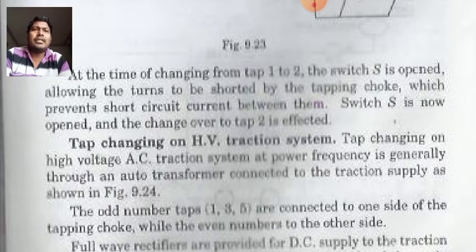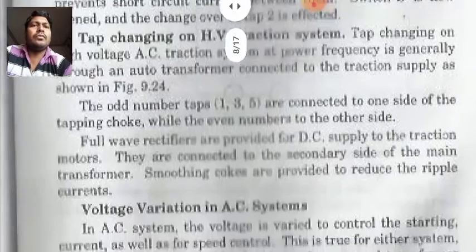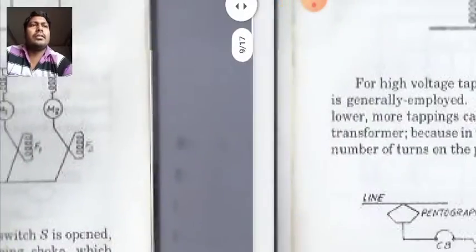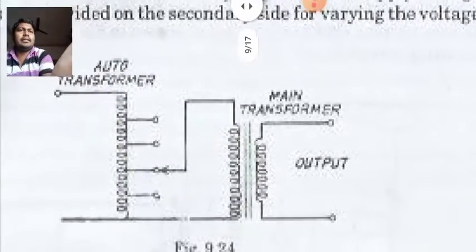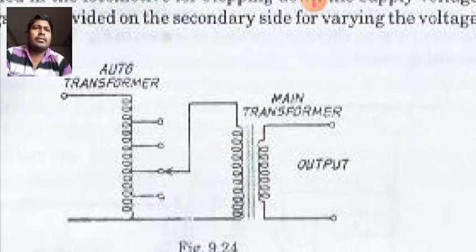Now tap changing on HV traction system. Now the HV is the high voltage side. So how is this tap changing done on the HV side of the traction system? Tap changing on high voltage AC traction system at power frequency is generally through an auto transformer connected to the traction supply as in diagram 9.24. So we will first check the diagram 9.24. So this is from the HV side. This is an auto transformer. There are a number of tappings to the main transformer and we are achieving the output voltage.